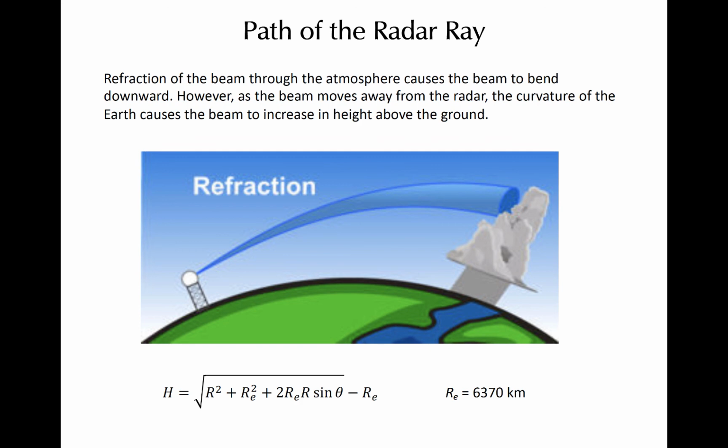Note that super refraction can cause the beam to bend downward even more than normal, and in extreme cases the beam can actually bounce off the surface, returning power associated with stationary echo on the ground.